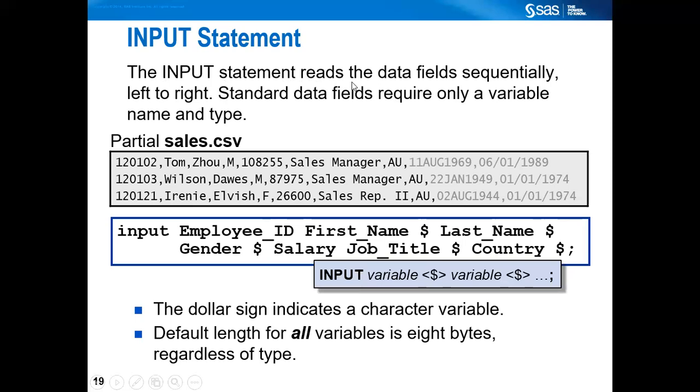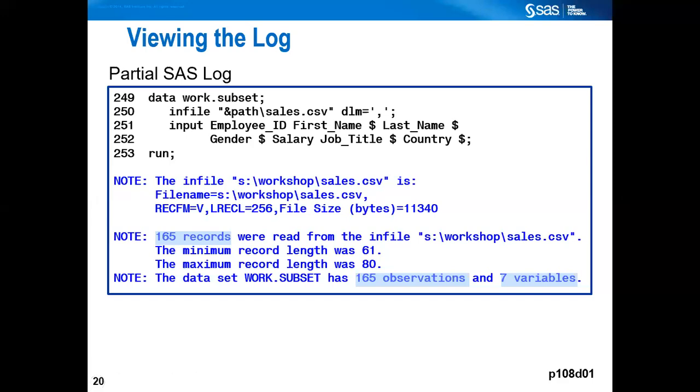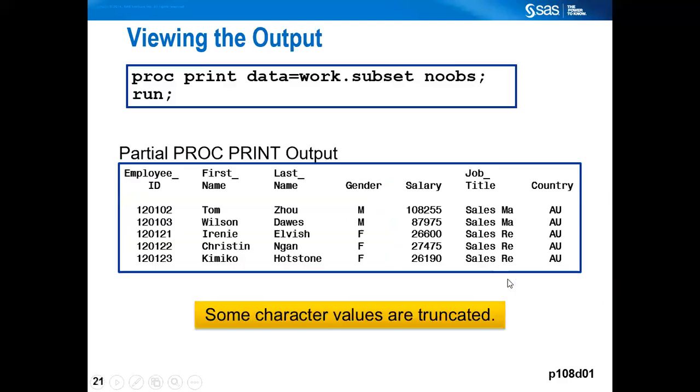So your input statement reads the data fields sequentially, left to right. Standard data fields require only a variable name and type. So that's what it is, variable name and type. The $ sign indicates it's a character. The default length is 8 bytes regardless of its type, whether character or numeric. All good? So it's reading 165 records, 7 variables. And you see this output. But you'll find your data is truncated.